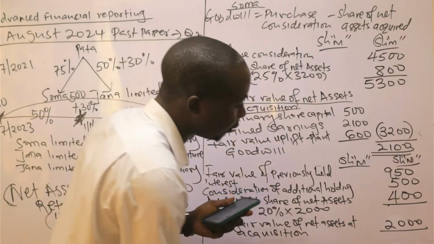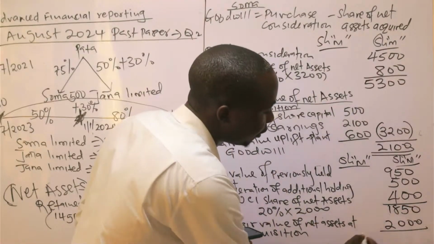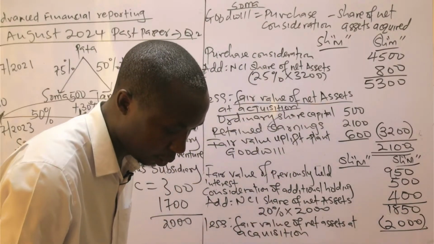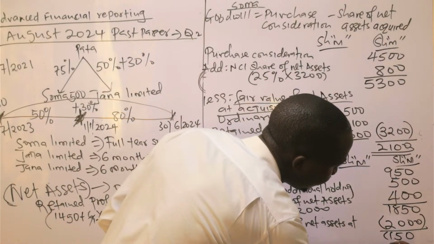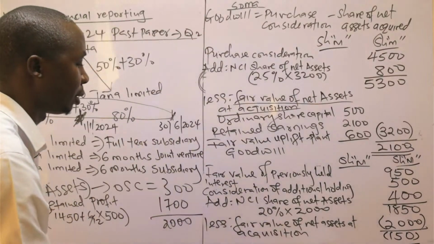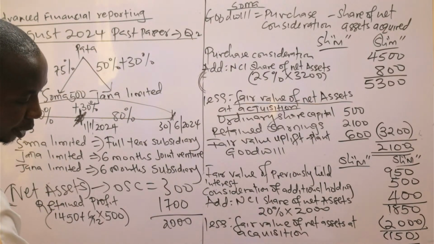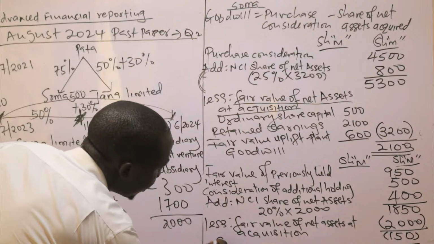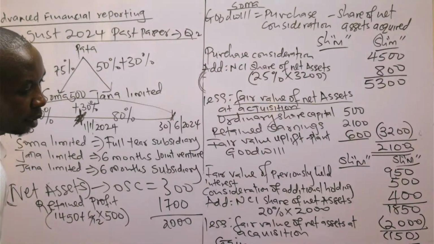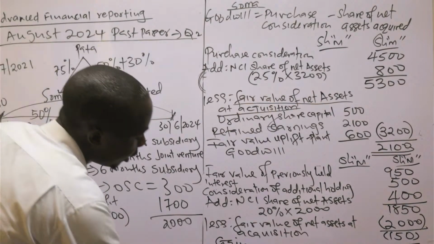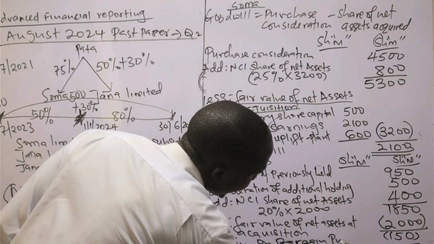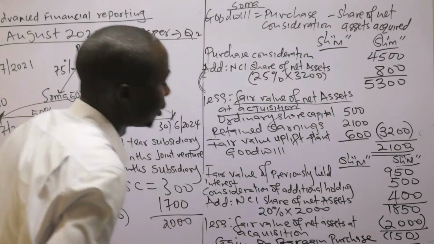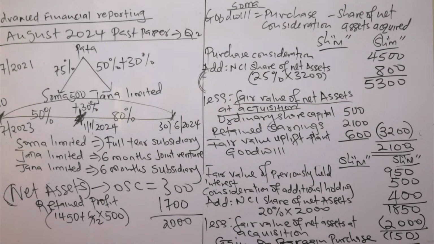So this one will be 1850. You deduct 2000, and it will be 150 negative. So that one is not a goodwill, but we call it a gain on bargain purchase. When it's a negative, it's not goodwill, but it's a gain on bargain purchase.